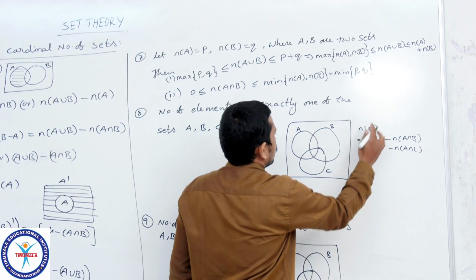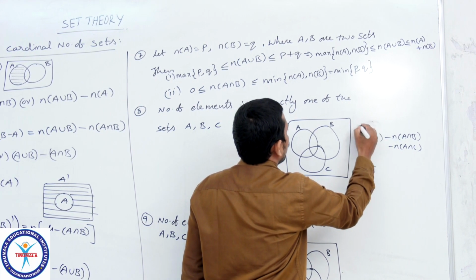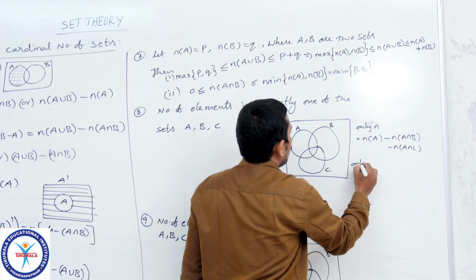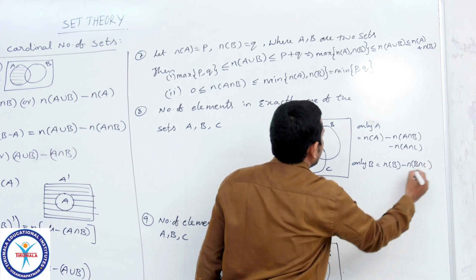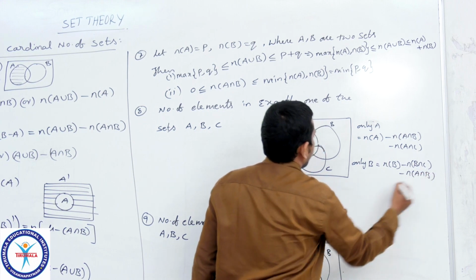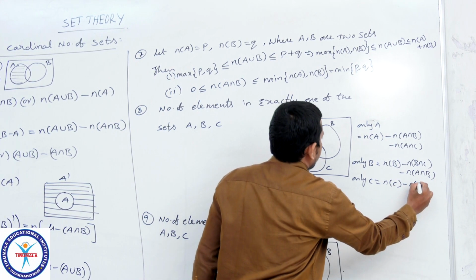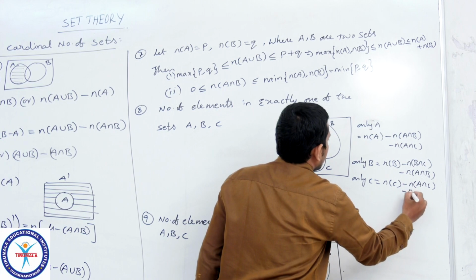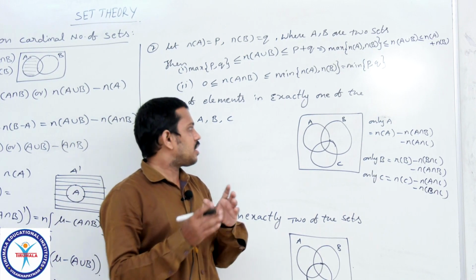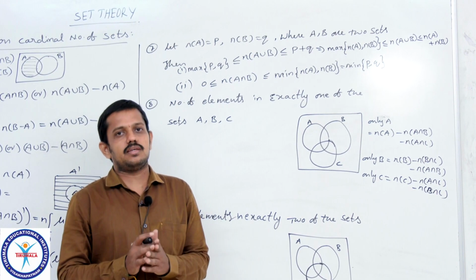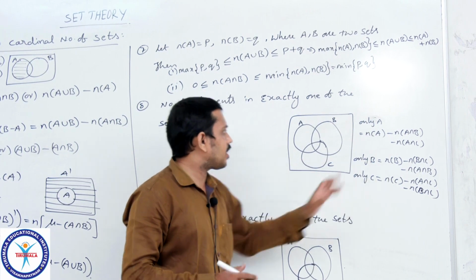Similarly, only A, this is. So, we can take only A and only B. Similarly, n of B minus n of B intersection C minus n of A intersection B, and only C, n of C minus n of A intersection C minus n of B intersection C. Now, we require the elements belonging to only A, only B and only C, means these elements plus these elements plus these elements, adding all these values.